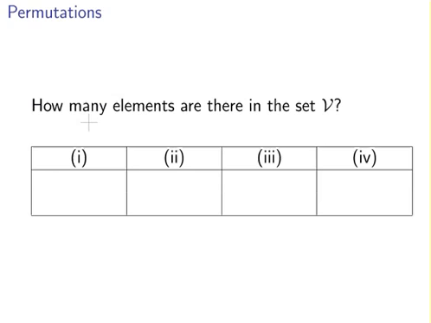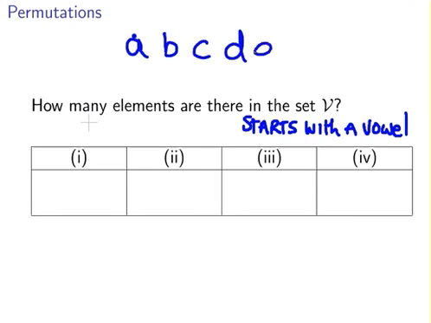So how many elements are there in the set V? V starts with a vowel. So let's look at our letters again: A, B, C, D, and E. We have 2 vowels, A and E. So let's start off. How many elements are there in the set V where the code has to start with a vowel? In the first instance, we only have 2 options for the first selection. So we can only pick A or E. So for this first selection, we only have 2 options.